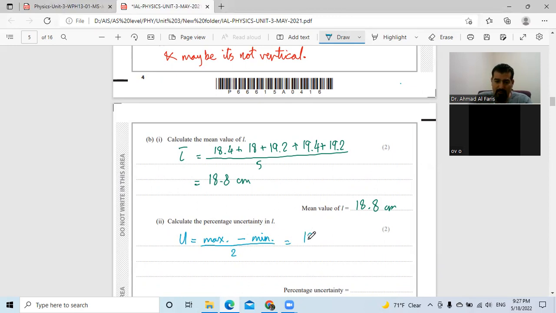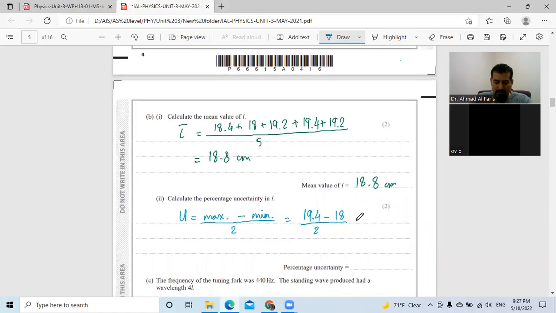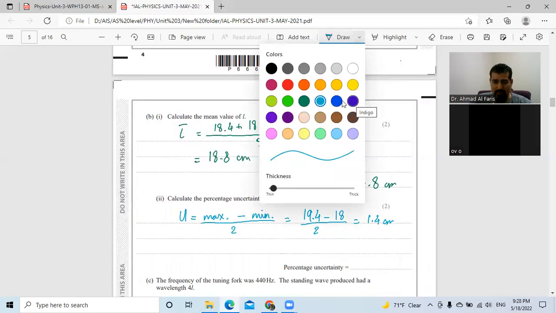So the maximum value, which is 19.4, minus the minimum value, which is 18, divided by 2. By using a calculator, how much will it be? It will be 1.4 centimeter. Now, this is half of the range.